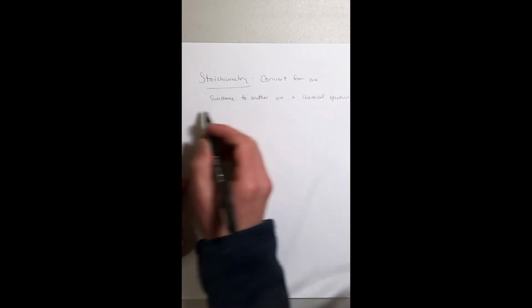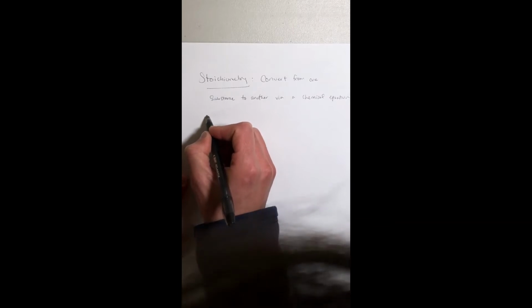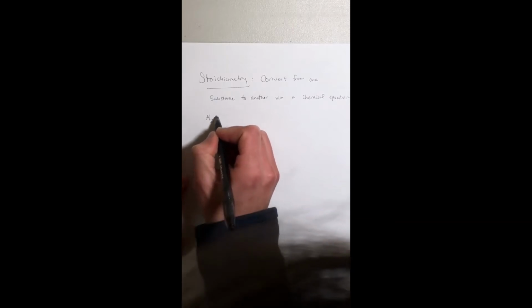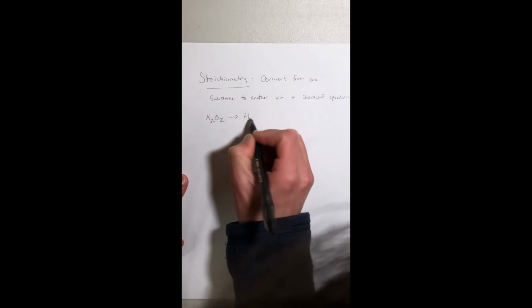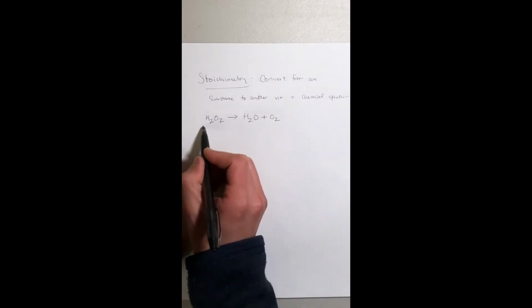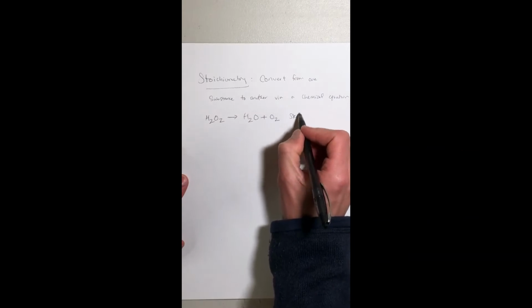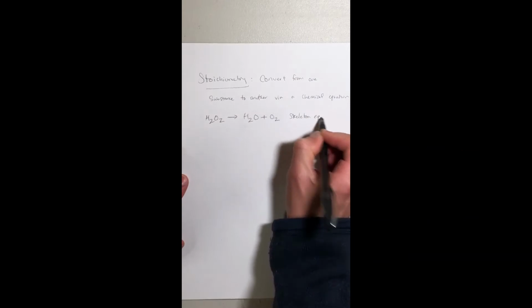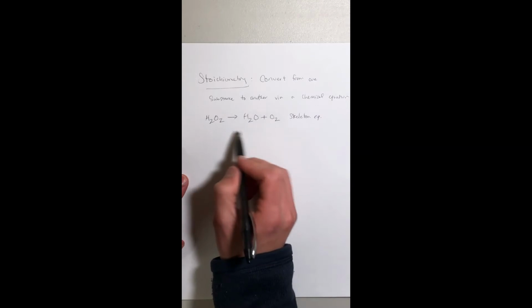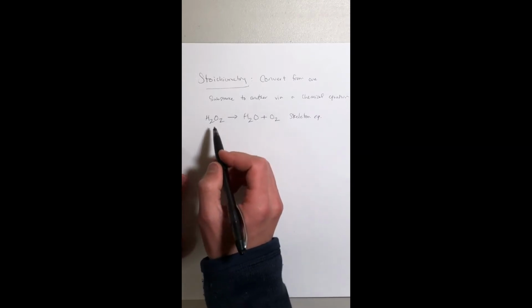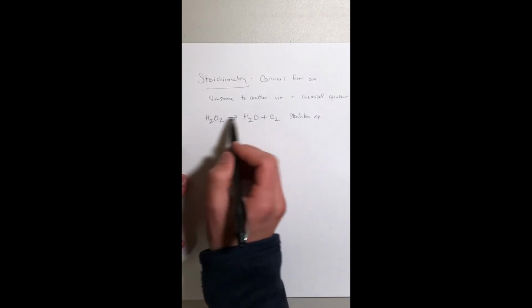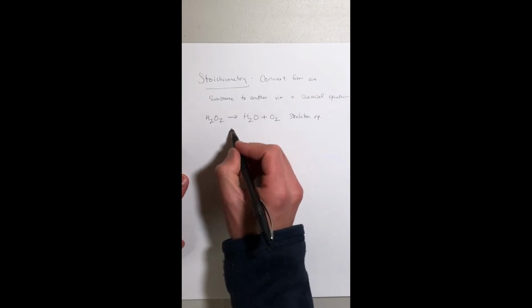So what that means is when you've got something like H2O2 decomposes into water and oxygen. This is your skeleton equation, which doesn't have any balancing in it. If I want to balance it, I'll go ahead and put coefficients in front. So I can quickly just write out the different things that are in here.